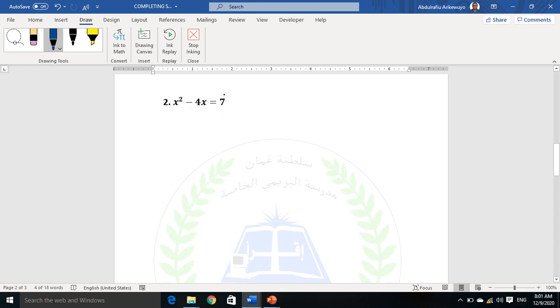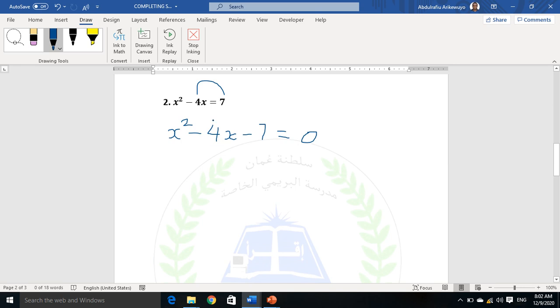Now what I do first is to take this to this side so that everything will be equal to 0. So I have x squared minus 4x, right? If I take 7 to the other side, it becomes minus, because from here it was plus. So when I take it like this, it becomes minus 7 is equal to 0. Are you following? Good.